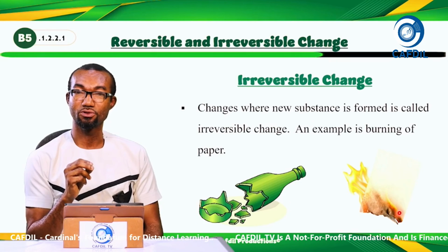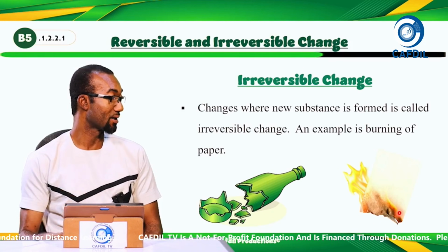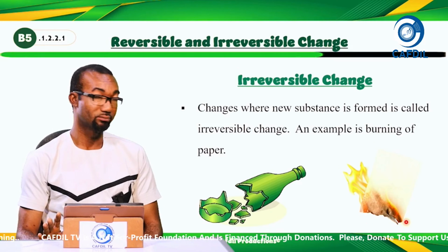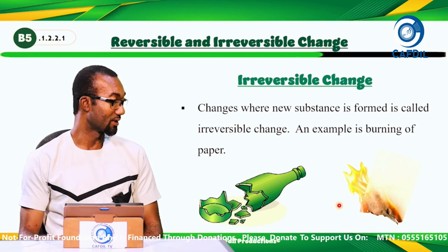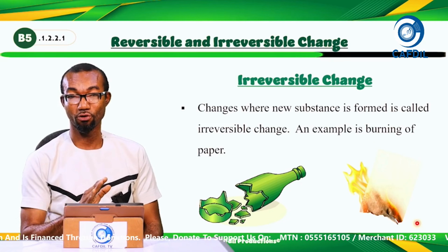Changes where a new substance is formed are called irreversible. These are the examples you see here. You will agree with me that when these things happen, there is no way you can change it to its original form.